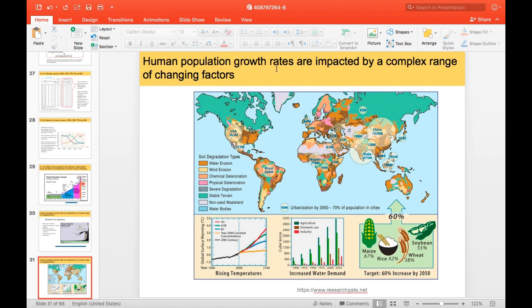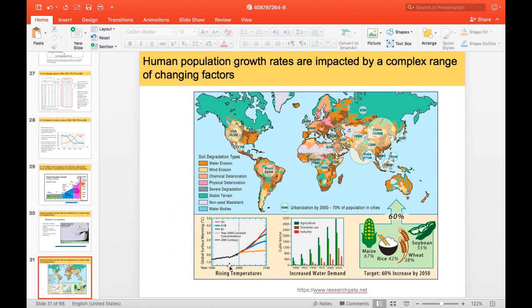Human population growth rates are impacted by a complex range of changing factors. So we have this planet, okay? Depending on this planet with this map, which are the factors that are going to affect human population growth? Water erosion, wind erosion, chemical deterioration, physical deterioration, severe degradation, stable terrain, water bodies use. So depending on the resources, if we have fewer resources, population is not going to increase because they're analyzing, okay, we don't have food, we don't have how to maintain a kid, we're not going to have kids, depending on the kind of population.